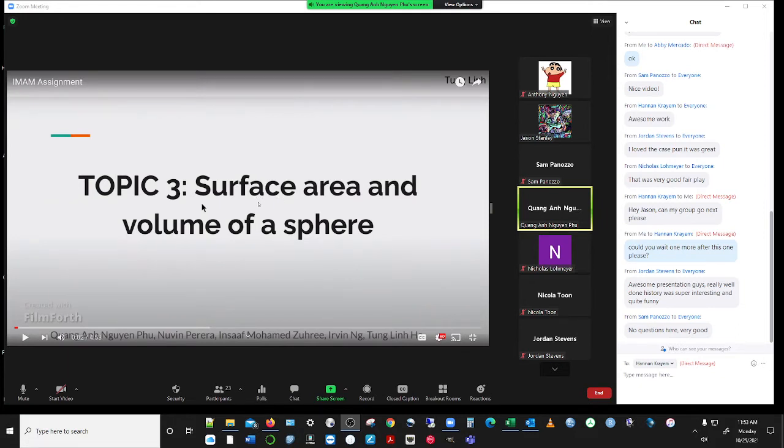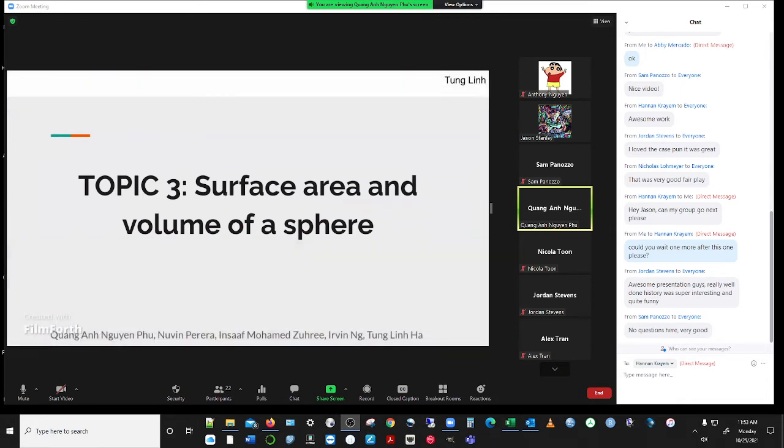We will also talk about the surface area and the volume of the sphere. The topic is the surface area and volume of a sphere. We will now talk about the volume formula of a sphere and how we obtained it.